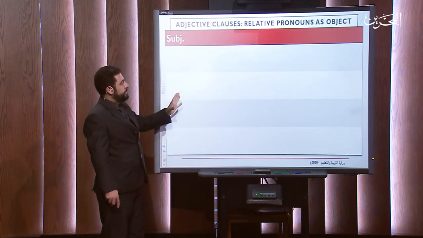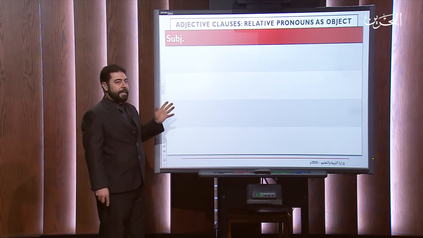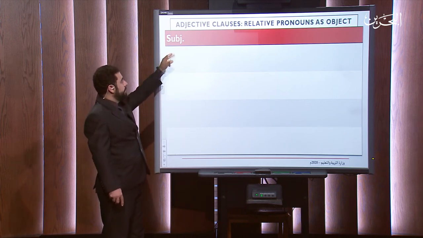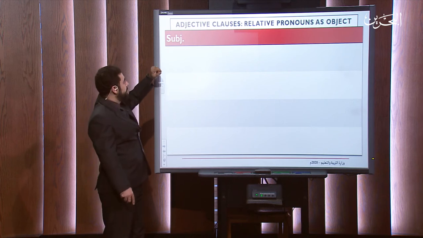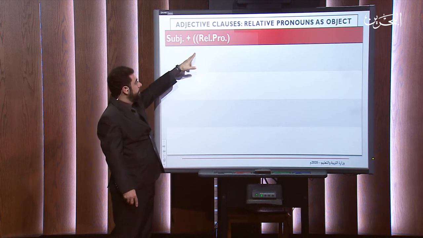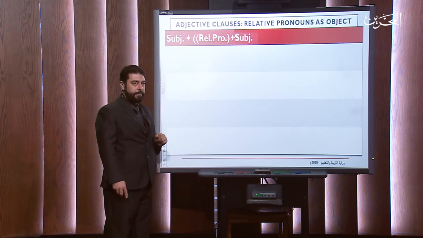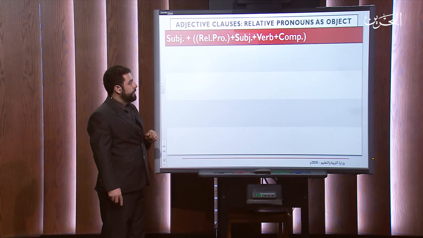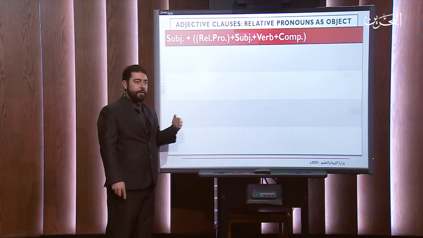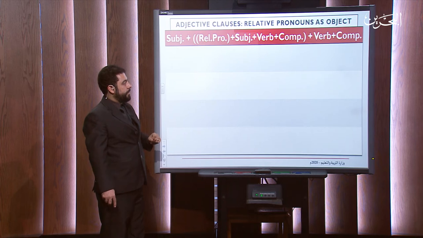So, this time I'm going to introduce adjective clauses with relative pronouns as objects. So, this is a different set of sentences. We start with the subject plus, this is optional, a relative pronoun plus another subject, plus a verb, plus the complement, the completion of the sentence. And then I add a verb and a complement.